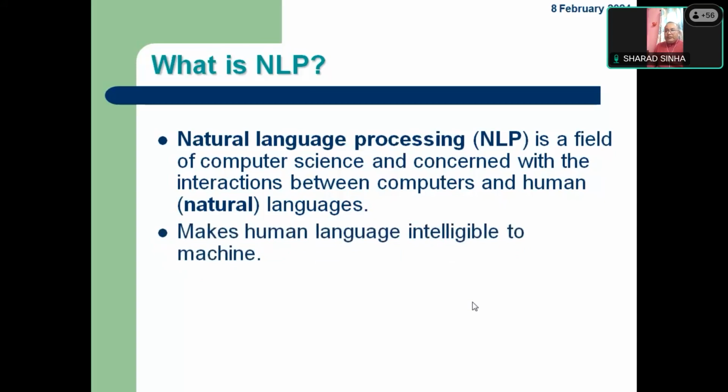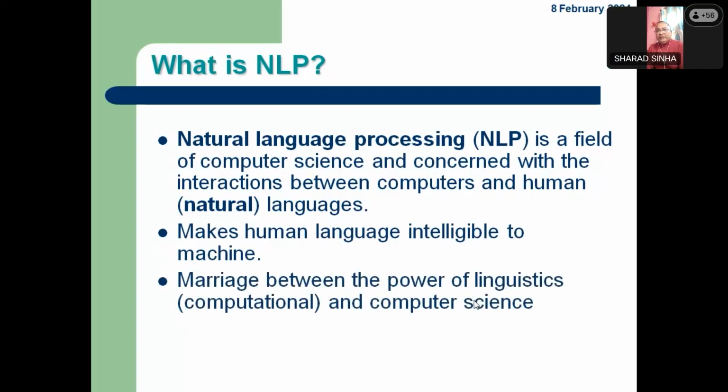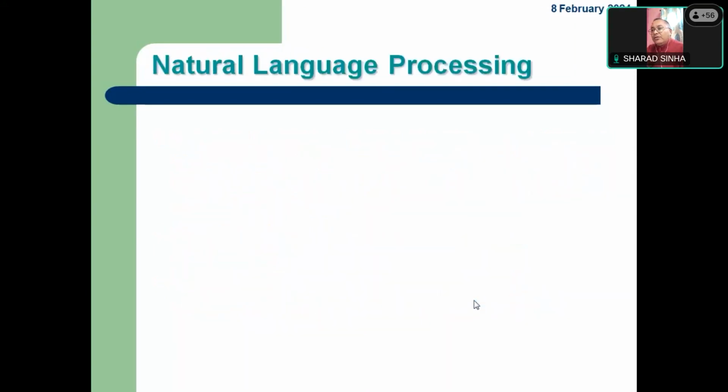So natural language processing makes human language intelligible to the machine. The machine can understand our language and it can respond back in our own language. This is actually a combination of two subjects, computer science and linguistics. Linguistics, as some of you are into it also, you know is not only the study of grammar, but everything regarding a language: its structure, its sounds, its discourse, everything. I'll come to those points one by one later on.